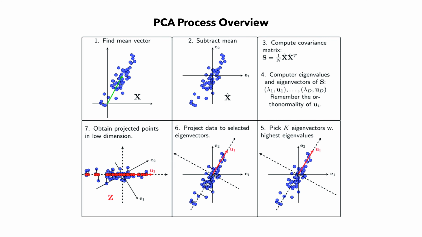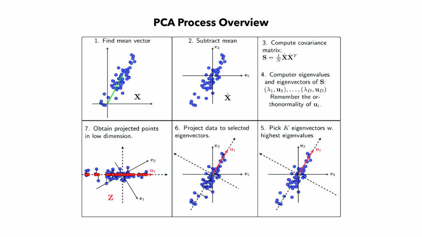Now let's look at the graph and the PCA process overview, how it works. So the first step is to calculate the mean vector of the input data X, which represents the centroid or average point of the data. Then in the second picture, the mean vector is subtracted from each data point in X, resulting in the mean centered data X.